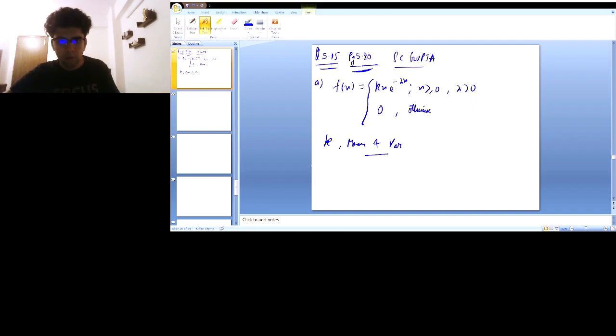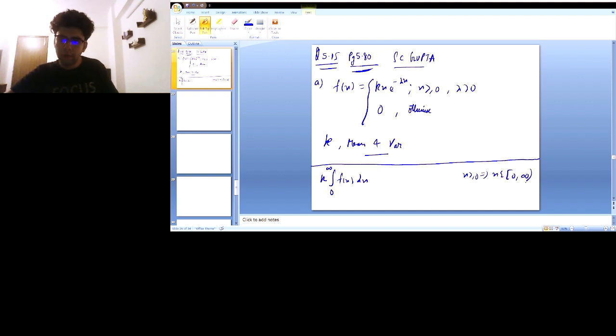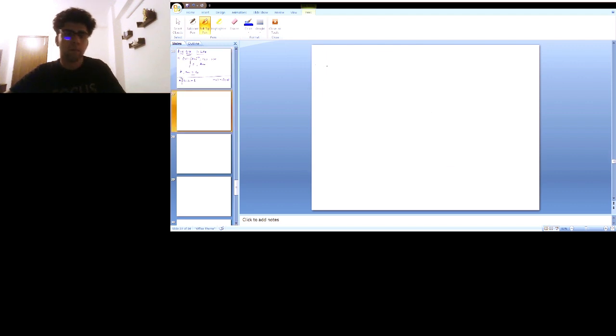Now for finding k, we need to integrate this function over its range. k is a constant, so I'll just take it out. The integral of f(x) dx from 0 to infinity, because x is greater than or equal to 0, which implies that x belongs to 0 to infinity, is equal to 1. Now we need to solve this integral and then find the value of k. So this will be k times the integral of x e to the power minus lambda x dx from 0 to infinity equals 1.